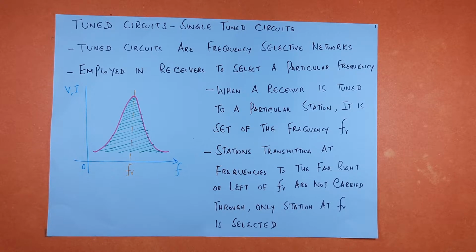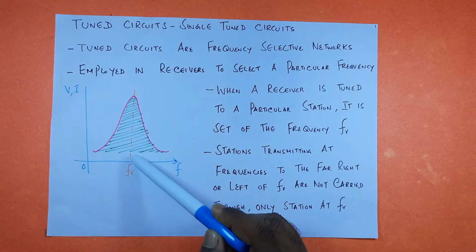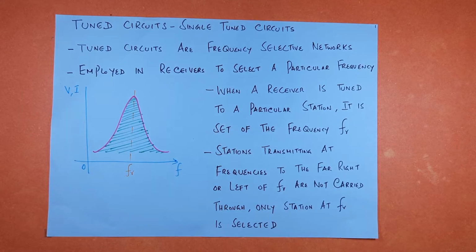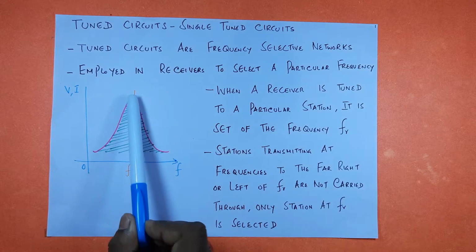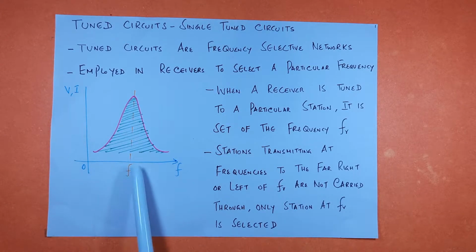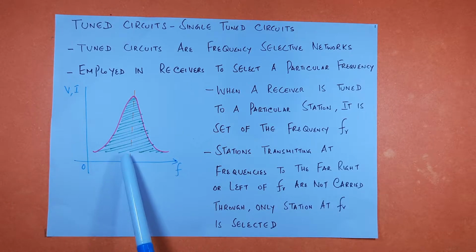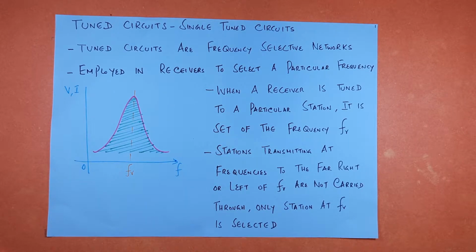So what it means is we set the frequency to this FR of our station of choice. According to this frequency response, only the station which is set at this frequency FR will be selected by the network, and other frequencies which are away from this FR will not be selected. So that is the basic concept.